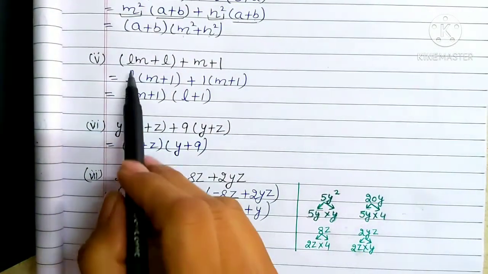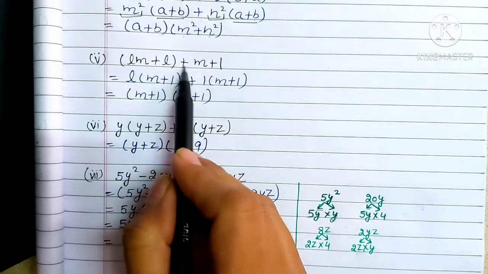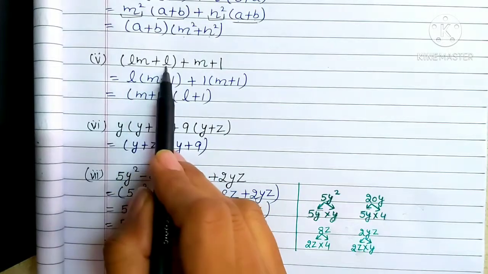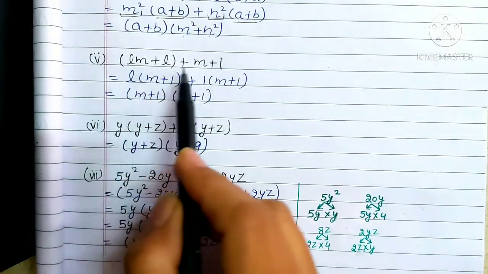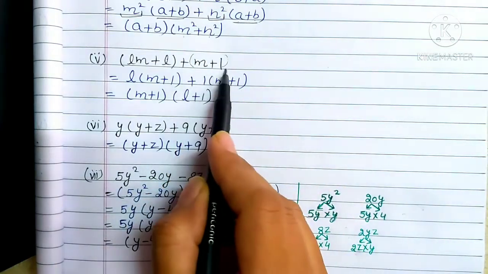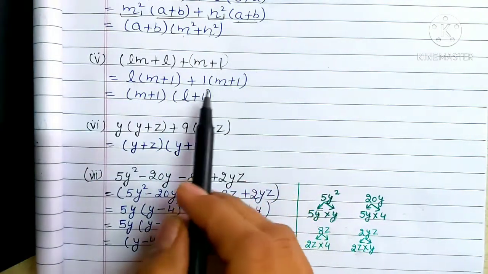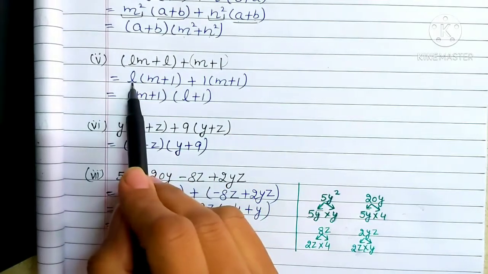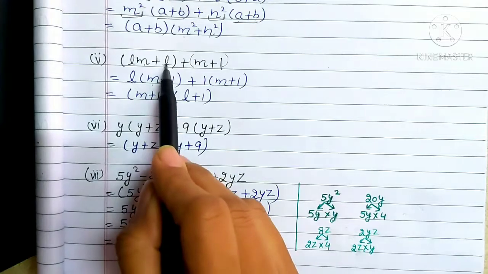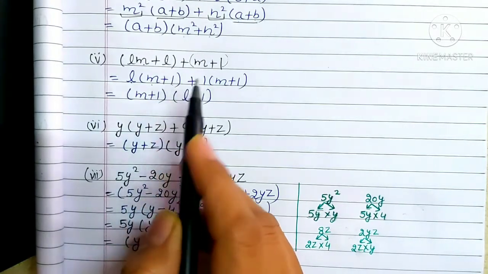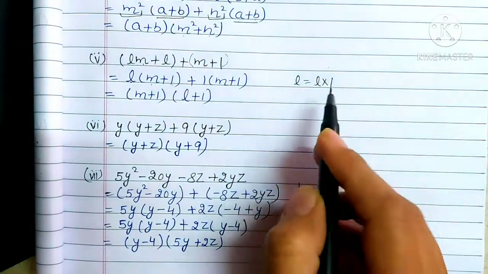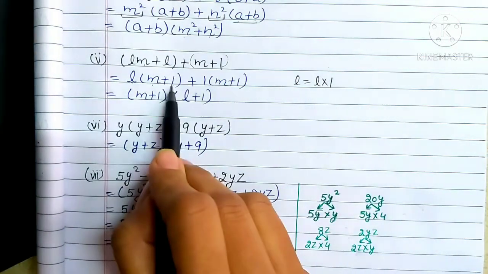Fifth part, Lm plus L plus m plus 1. Already in the statement, these 2 terms are in a group. So I can make a group of these 2 terms, and we will see what we can take common. From these 2 terms, I can take L common. If I take L common, then m plus 1 is left. Why plus 1 is left? Because L, I can write as L multiply 1. If I take L, then only 1 will be left.